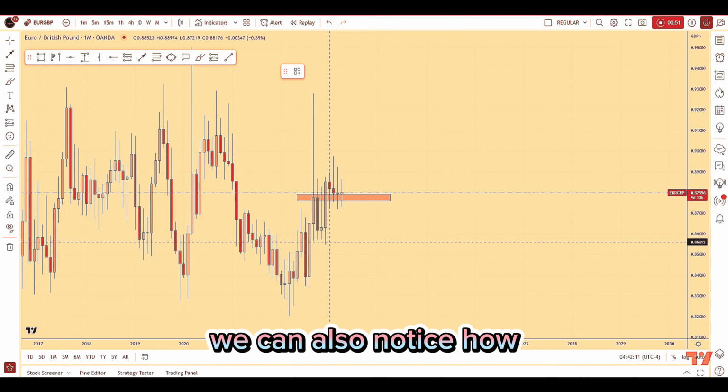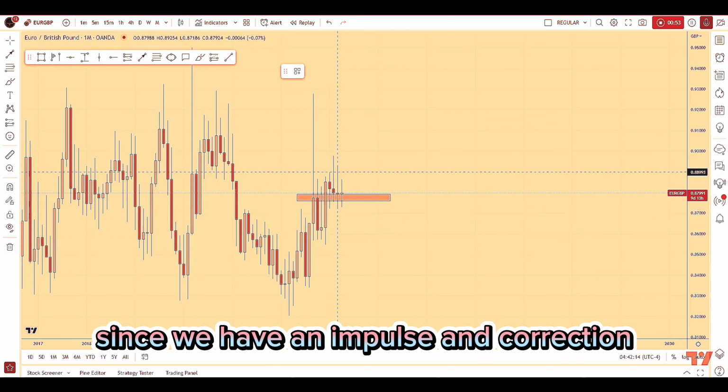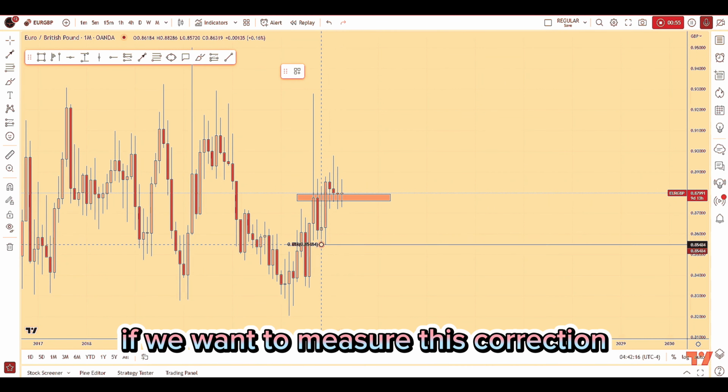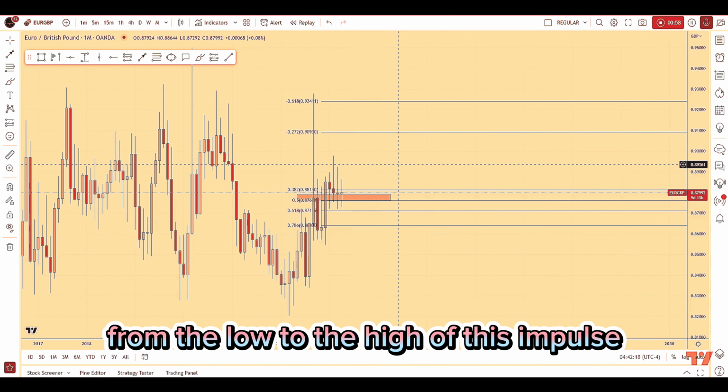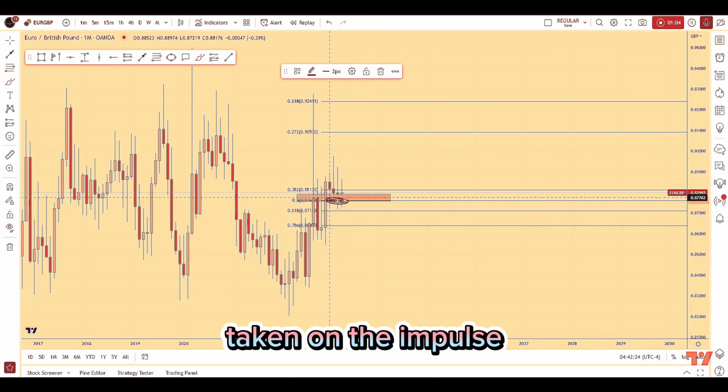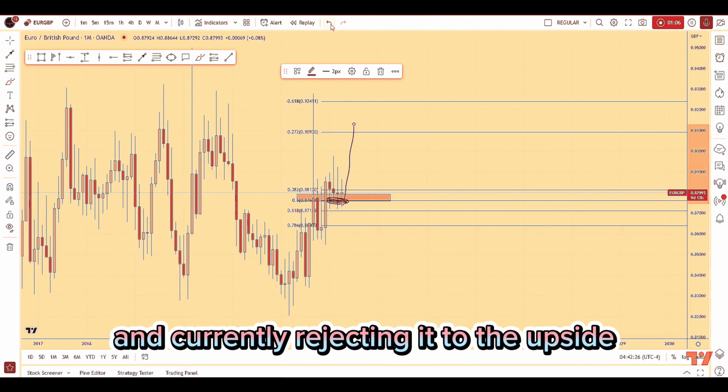We can also notice how, since we have an impulse and correction, if we want to measure this correction, we have to take a Fibonacci from the low to the high of this impulse. And what this shows is that the market is currently testing the 50% retracement taken on the impulse and currently rejecting it to the upside.